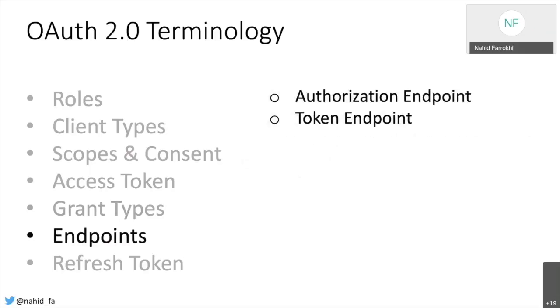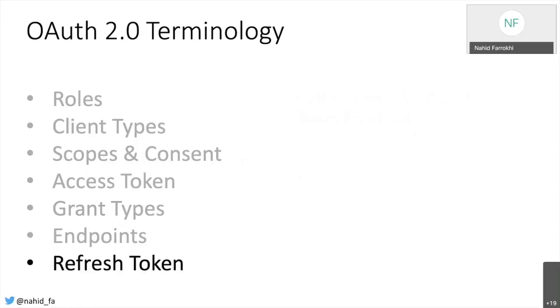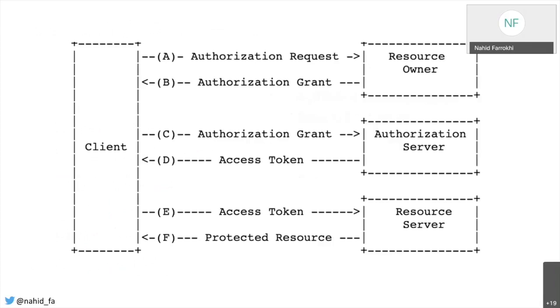And the endpoints, which are the authorization endpoint and the token endpoint. The first is to interact with the resource owner and get the grant, and the token endpoint is to receive the access token. And the last is the refresh token, which allows the application to obtain a new access token without prompting the user. So here was the terminology. It is necessary to know it to understand what the flow is. And later we're going to talk about the next step, which is OAuth 2.1. But we need this knowledge to go forward.